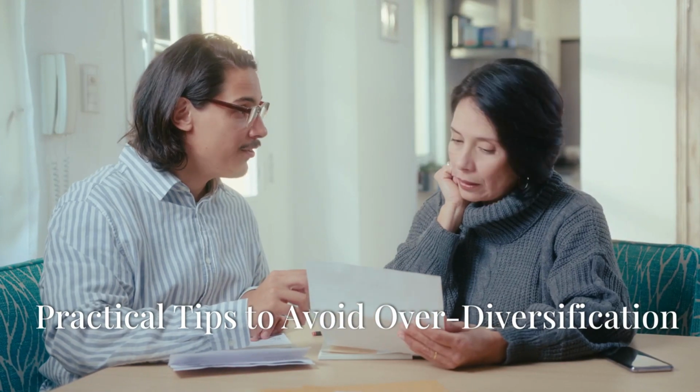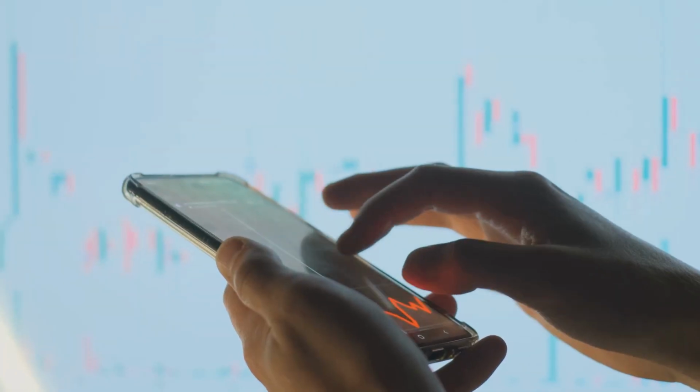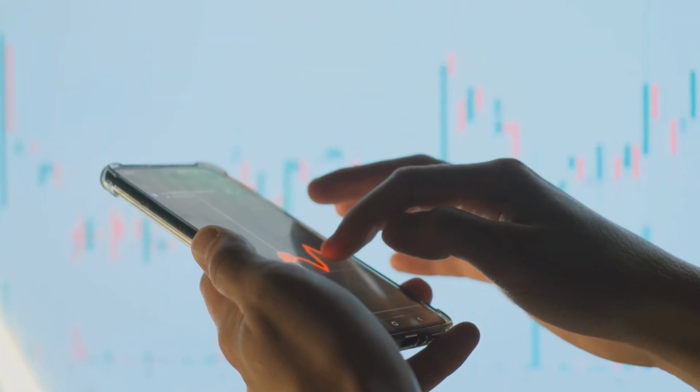Section 5: Practical tips to avoid over-diversification. One of the key strategies to avoid over-diversification is focusing on quality over quantity.